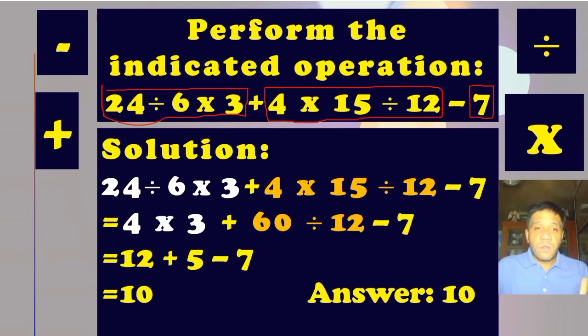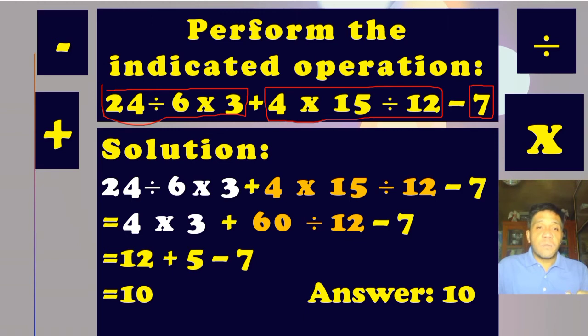So in the first term, we have 24 divided by 6 times 3. Then the second term is 4 times 15 divided by 12. Then the other one is 7. In MD, meaning whichever comes first from left to right, multiplication or division. So we are going to manipulate first the division, then the multiplication in the first term, while on the second term, we manipulate first the multiplication, then the division.